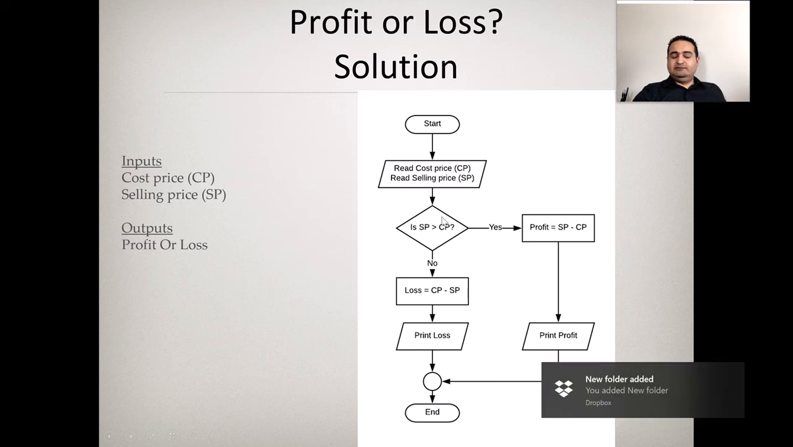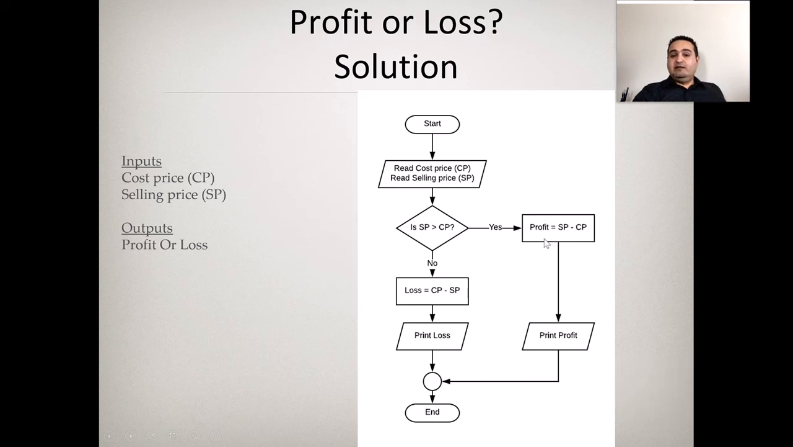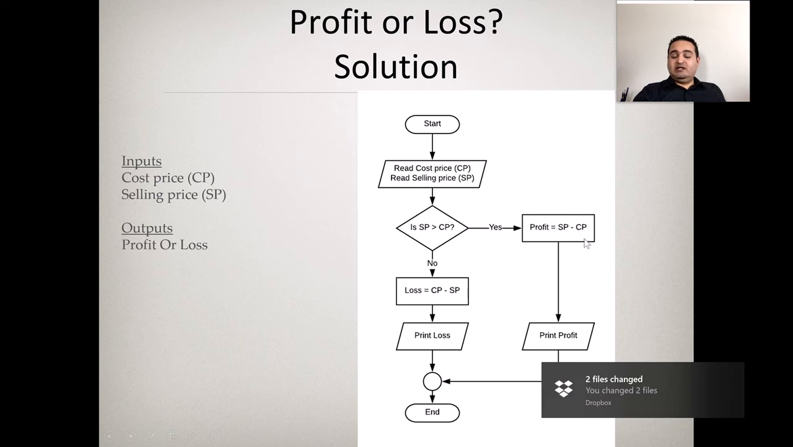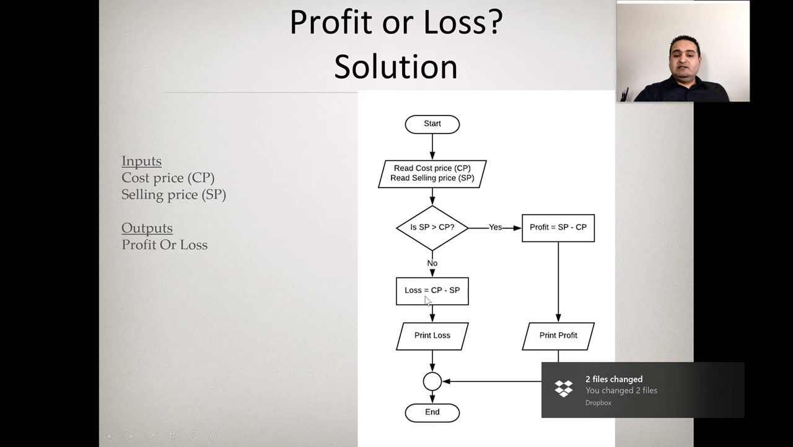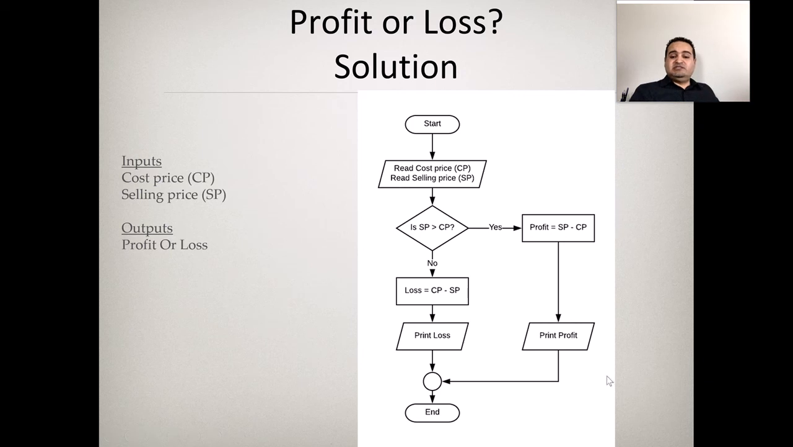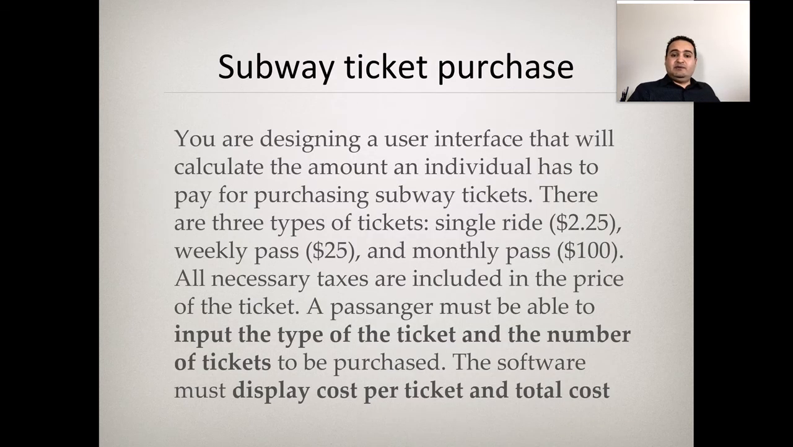So we start by introducing our input, which is the cost price and the selling price, and then we go through a decision or a condition. Is the selling price greater than the cost price? If it is yes, then we will calculate the profit, which is selling price minus the cost price. If it is not, then it is going to be a loss, and the loss will equal cost price minus the selling price. Then we will just display whether it is a loss or a profit, and then they connect and we end the program. So this is another example. Now I will let you go over the other examples that I have provided to you, so that you can practice more.